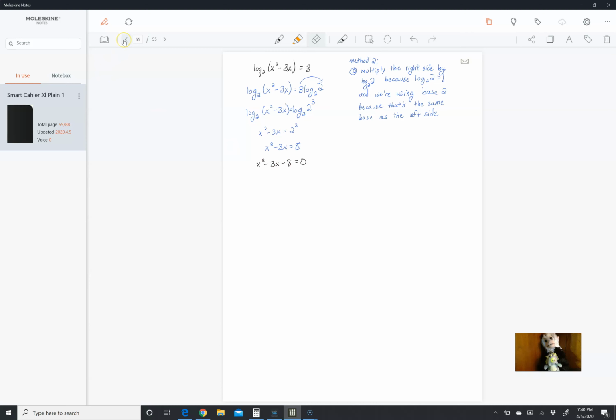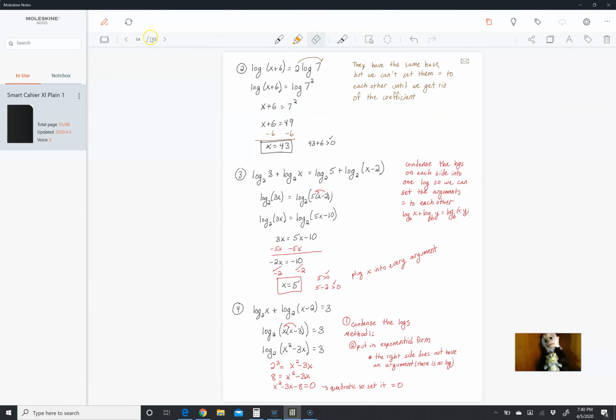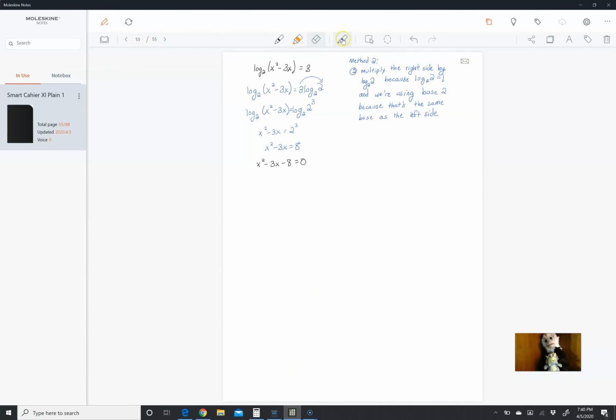So we can go back, and now our step 3 is to solve our quadratic. And that's the same for both methods. So we could use whatever method we want. Most of the time, I'll be honest, you're going to get something factorable. Okay. Except for here. Is this factorable?